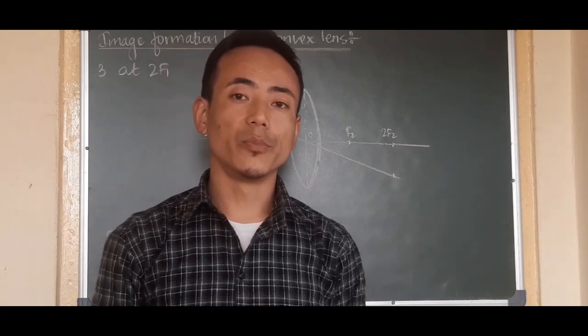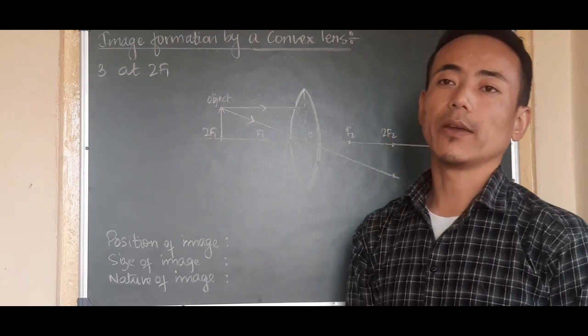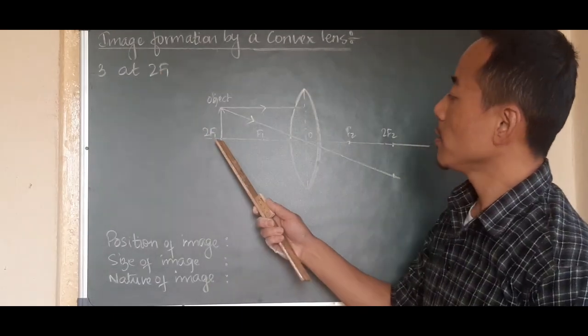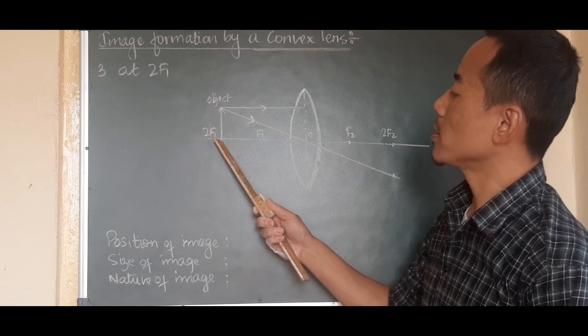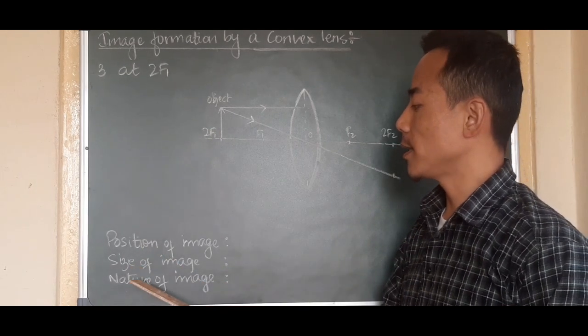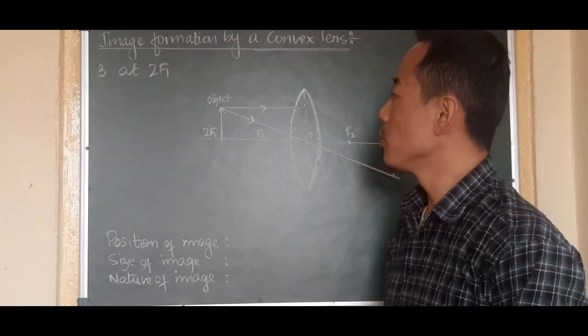Okay, so this is case number 3, where our object is exactly at twice of f1. So here we need to keep the object at twice of f1. You can see we have an object at this point which is twice of f1. We need to find out the position, size and nature of the image formed in this case. So again we'll use the same rules.